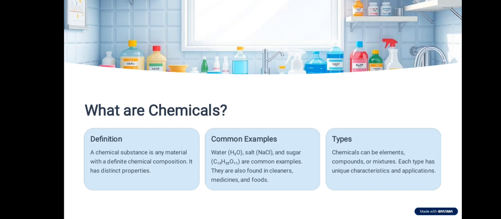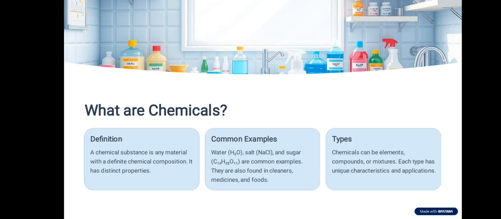Some common examples of chemicals are water. We all know water. Each and every one of us takes water. That is a common example of a chemical, and it is a combination of two atoms of hydrogen and an atom of oxygen. Another example is salt, the common salt we use every day. It is a combination of two chemical elements put together, known as sodium chloride.